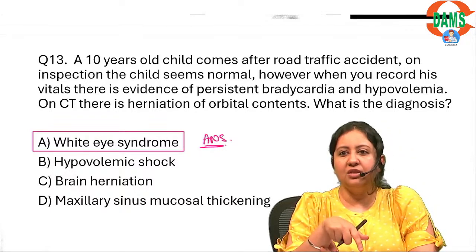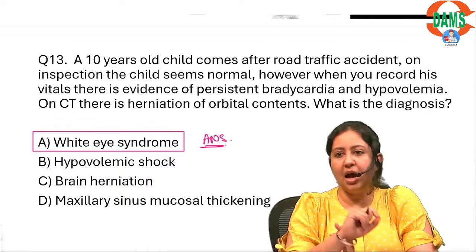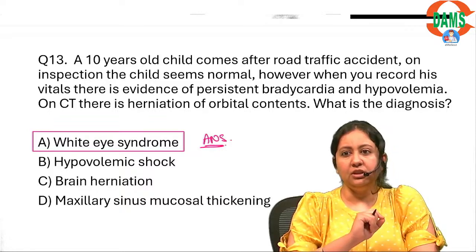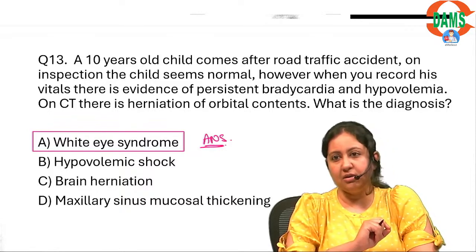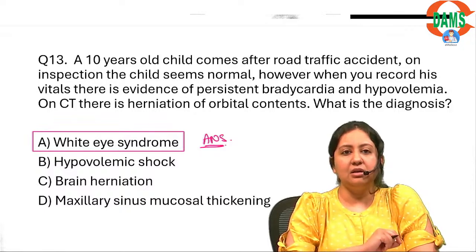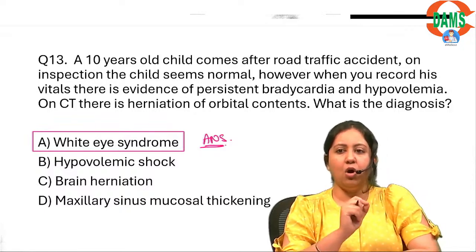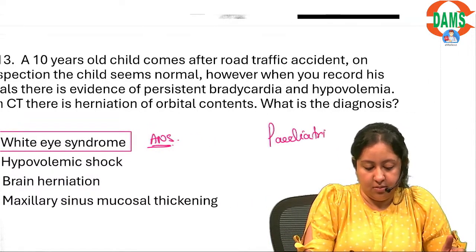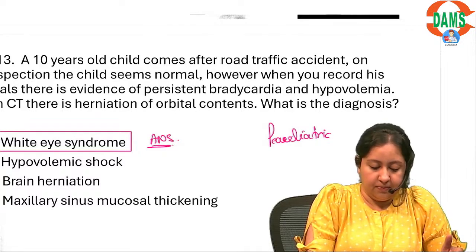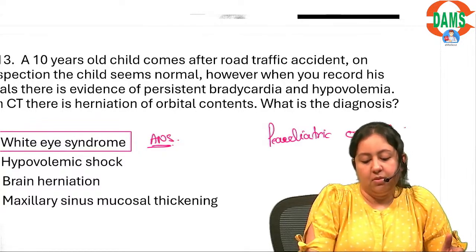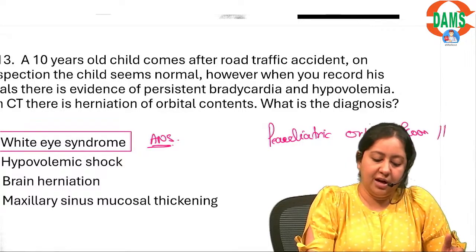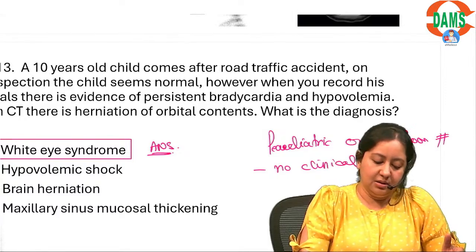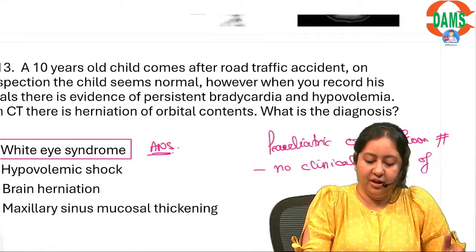So I have seen someone answer it as B, hypovolemic shock. No, that is not the correct answer here. Nor is brain herniation the correct answer. This is a classical case of a pediatric orbital floor fracture. Fracture where there are no clinical signs of injury.